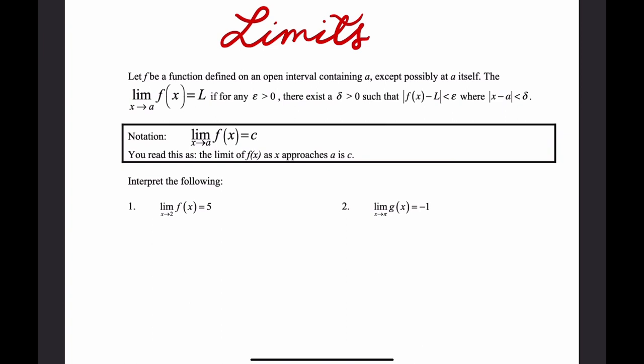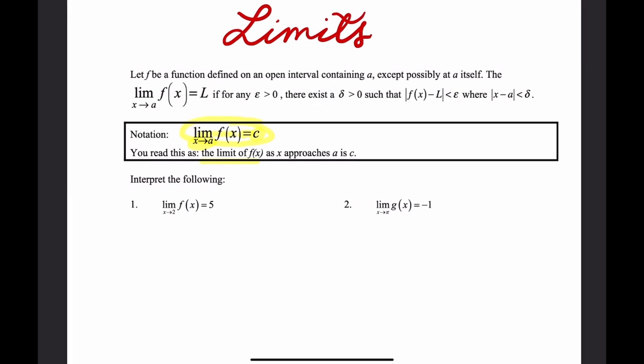Now that sounds like a very formal definition for limits, and for the sake of simplicity for this class, what I really want you all to be able to do is to interpret a limit and translate it from mathematical notation to English. So if I have a limit in its formal notation, you can read this as the limit of f of x as x approaches a is c.